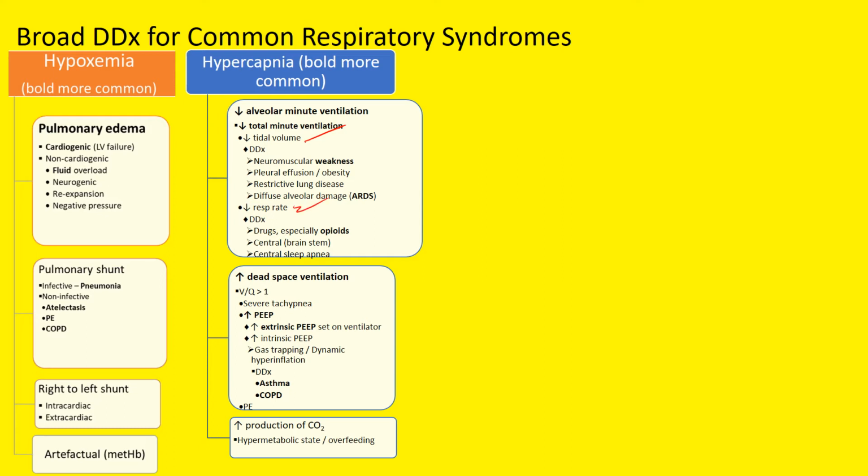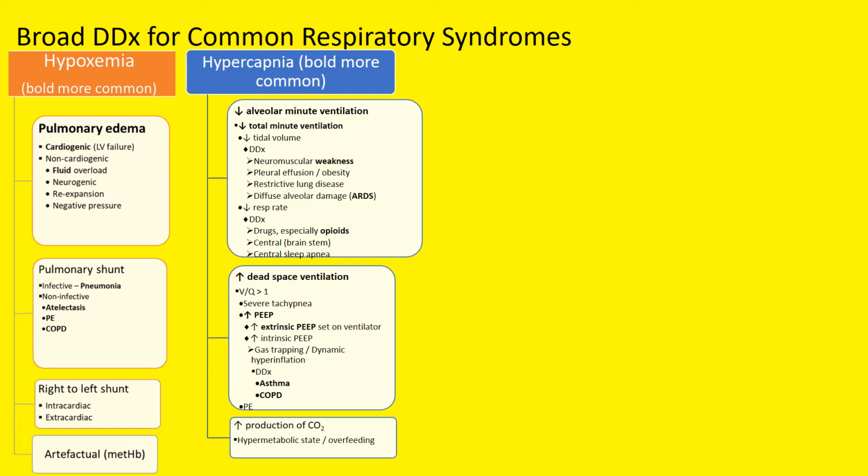When will the tidal volume be reduced? The common causes for this could be neuromuscular weakness, large pleural effusion causing restriction of expansion, obesity causing the same thing, restrictive lung diseases, and then you can have baby lungs because of ARDS and so on. Then respiratory rate. Why should somebody be bradypneic? The commonest reason will be drugs like opioids, but also you can have central sleep apnea or brainstem problems and so on, where the respiratory drive is reduced.